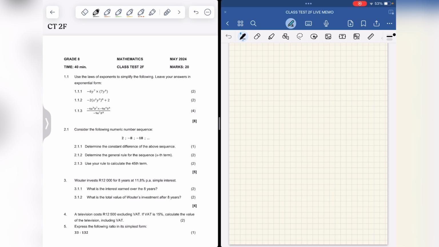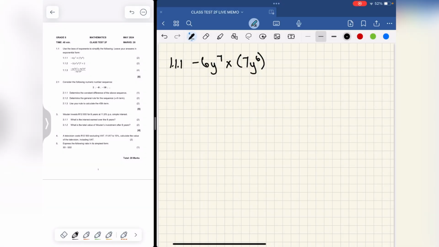Now, the first question deals once again with laws of exponents. Instruction is to use the laws of exponents to simplify the following and leave your answers in exponential form. 1.1.1, we have negative 6y to the power 7 multiplied by 7y to the power 6.